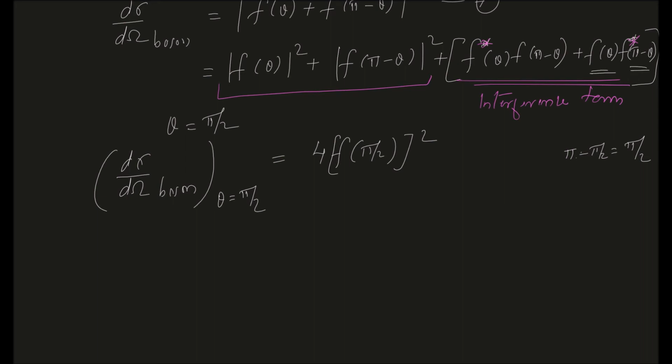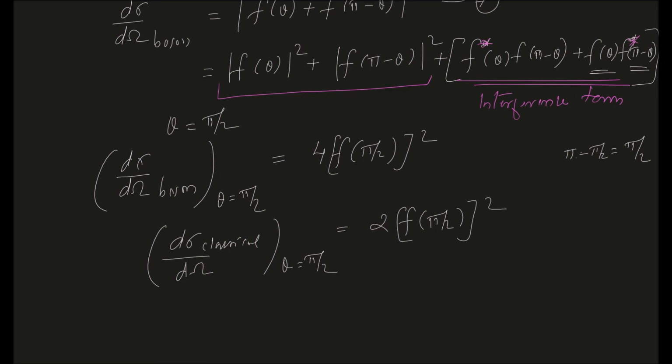So this will give you 4 times f of pi by 2 whole square. Whereas if you do the same thing for the classical expression, d sigma classical by d omega, for the same angle pi by 2, you can see that this will be 2 times f of pi by 2 square, because in equation 4 we have seen an expression for the differential scattering cross section which was identical to these first 2 times of boson scattering cross section. So this will give us 2 times f of pi by 2.